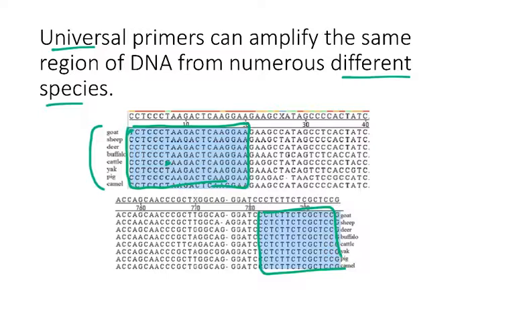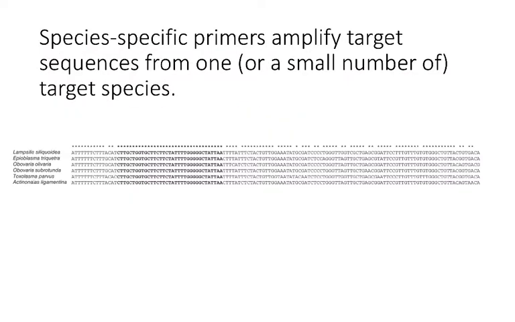And that's beneficial if you're starting work with a new project, a new species, for instance, and you don't know a lot of information yet about that particular species' genome. You can use universal primers that have been designed for a larger group of species, and they'll also work on the species that you're interested in. The other type of primer is a species-specific primer. And as the name suggests, what these primers do is specifically target, and only amplify, target sequences from one or a small number of target species.